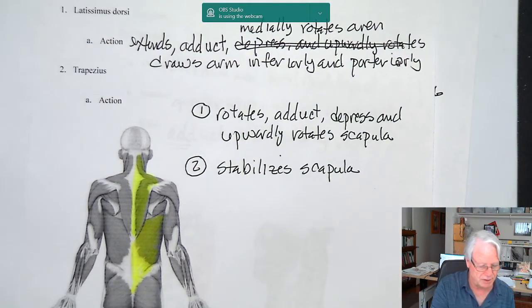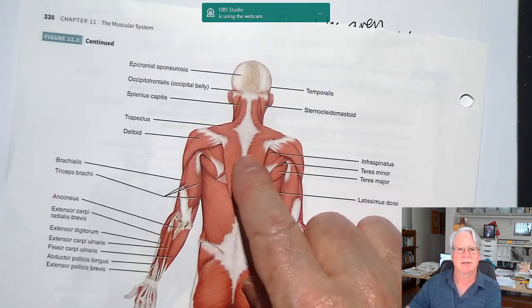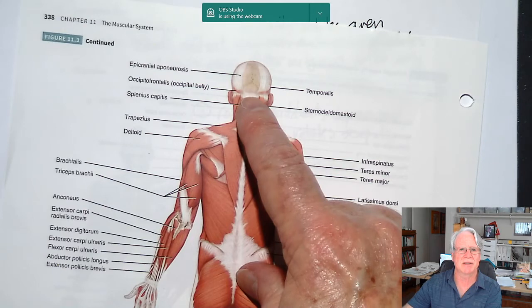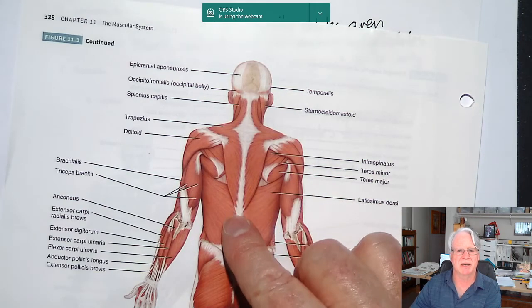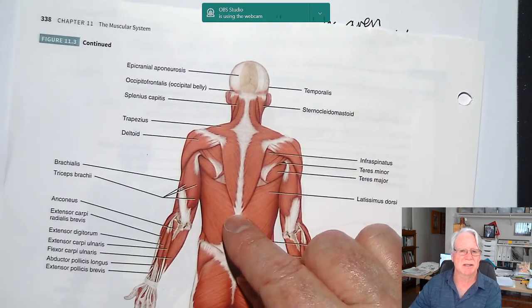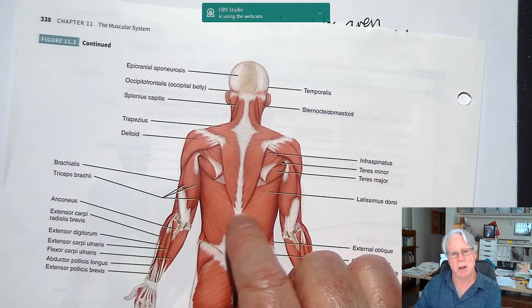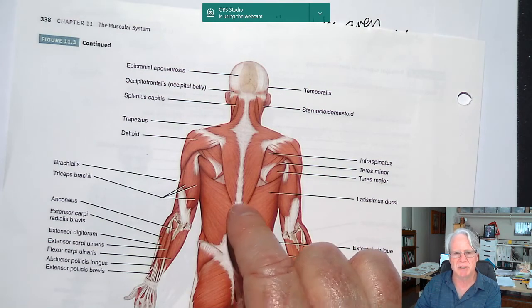Let's go ahead and see an image of that. There we are. There it is. It's starting here at the occipital bone and extends all the way down to around T11 or something, T10 maybe.